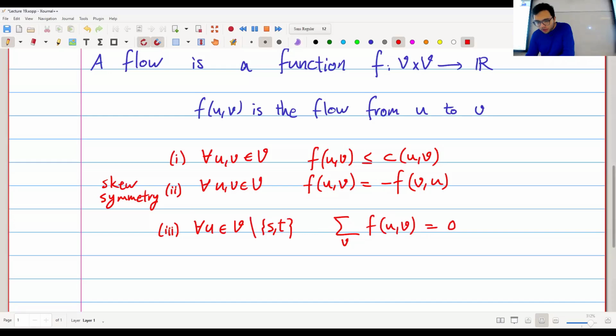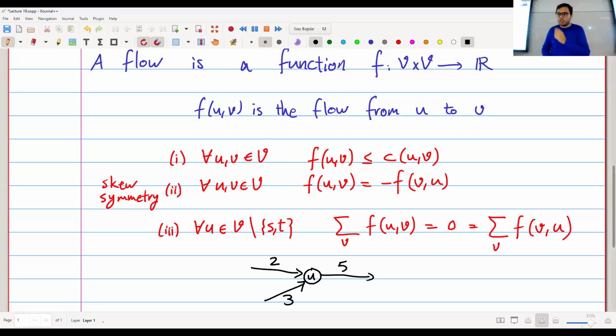And of course, I can also write this in the other direction. I can say the flows from v to u, again summing over every v, should also be 0. Again, to imagine this, suppose that I have this vertex u, and I have, let's say, 2 units coming in from here, 3 units coming from here, and 5 units going out here. So what does this mean? Let's give these some names. Let's call them v1, v2, and v3.